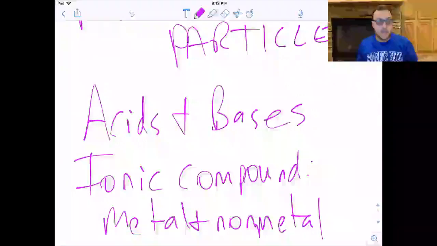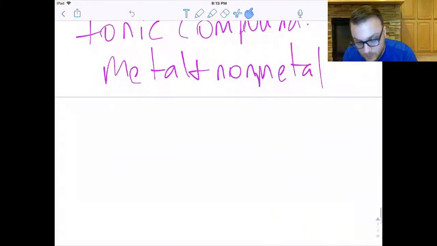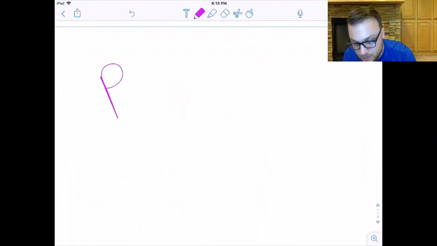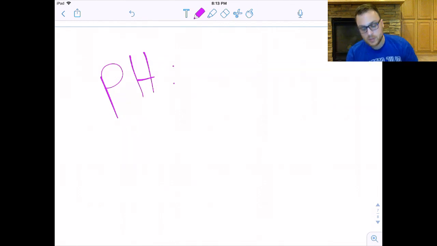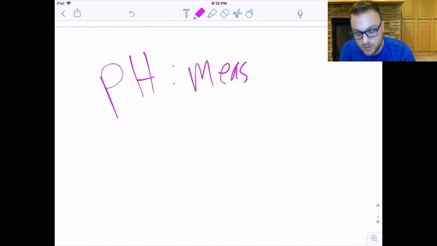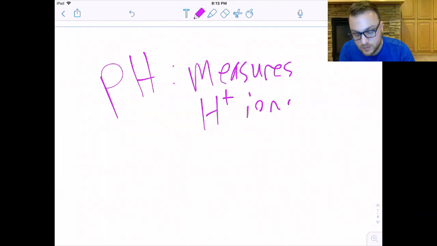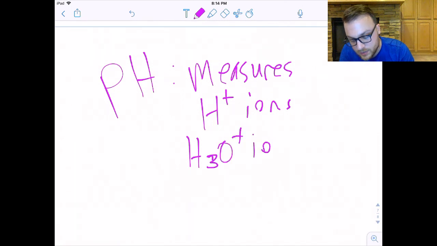So, when I start talking about pH, there's something to keep in mind. pH is a measurement of H plus ions. However, these H plus ions will tend to form a different compound with water. So it's also a measurement of H3O plus ions, where H3O plus is on Table E, and that's hydronium.